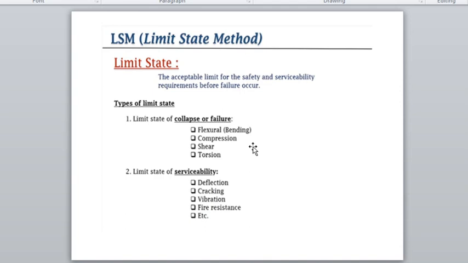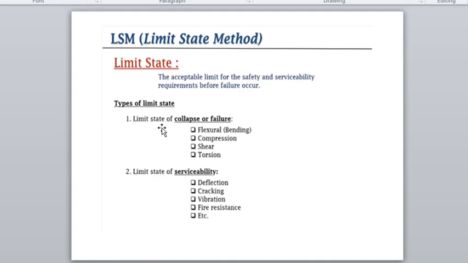So how, using the moment, we will design, I will explain. Then I will check for torsion. Then I will check for compression, like that. Next is serviceability. I have to check for deflection, cracking, vibration, and so on.